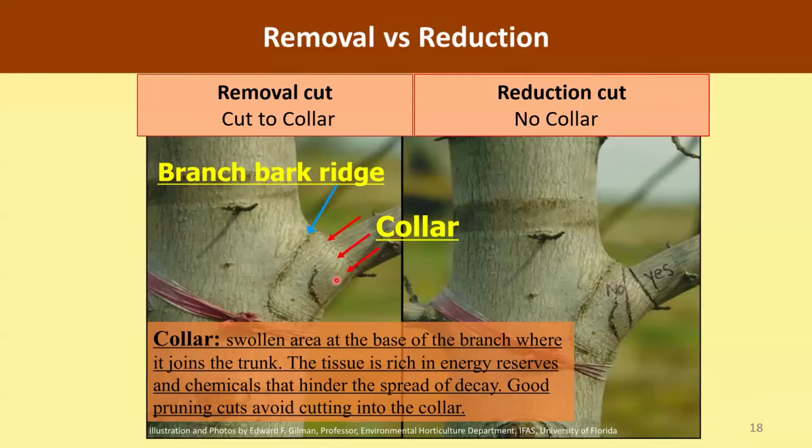To make a good removal cut, we want to cut where the collar is preserved, like that. But a reduction cut, remember, we are cutting off the larger upright branch, something like that, where there is no collar to protect it from rot. So when you make a reduction cut, it's something that you don't do lightly. And often I would recommend people to consult with a certified arborist.